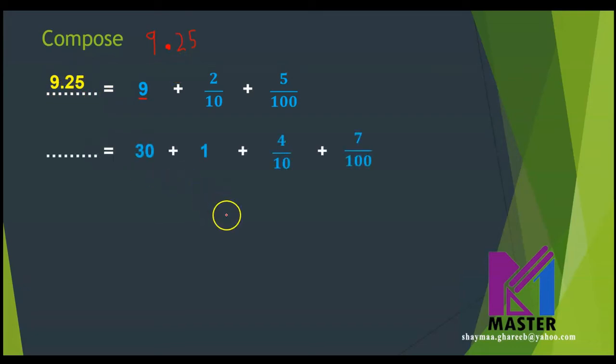Let's see another example. I have 30, I have 1, I have 4 tenths and 7 hundredths, which means in the ones place I have 1, in the tenths place I have 30 or 3, not 30. Remember, 30 means 3 tenths. 4 over 10, which means 4 tenths, so I have 4 in the tenths place.